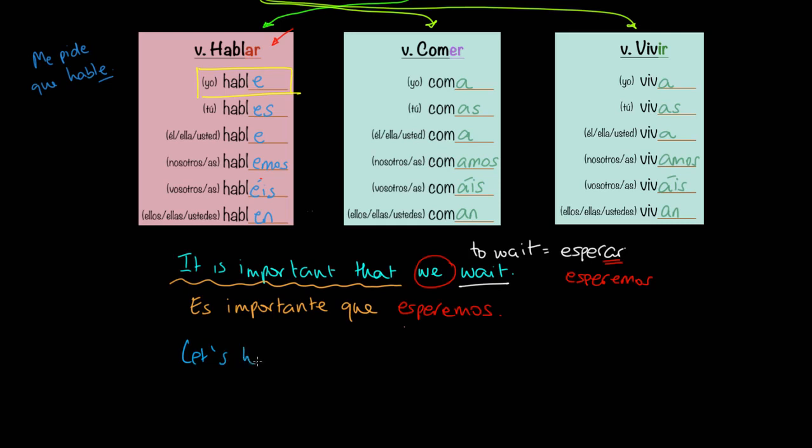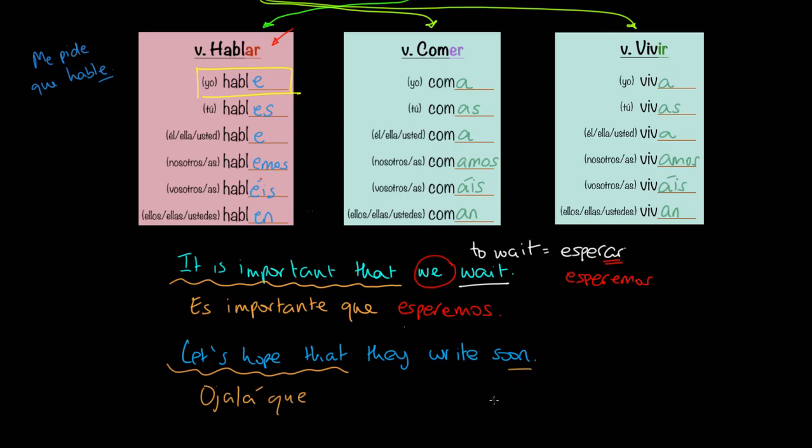Okay, another example. Let's hope that they write soon. Again, this "let's hope that" is one of those expressions that in Spanish requires the present subjunctive. We can also use the imperfect subjunctive, and in this case we're looking at the present subjunctive. So this is ojalá, or ojalá que. The que is often optional.